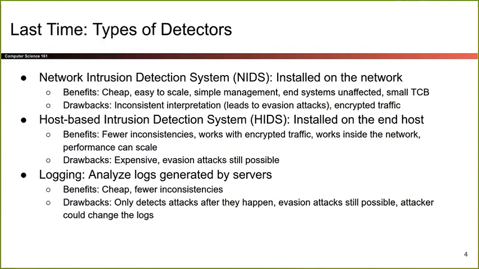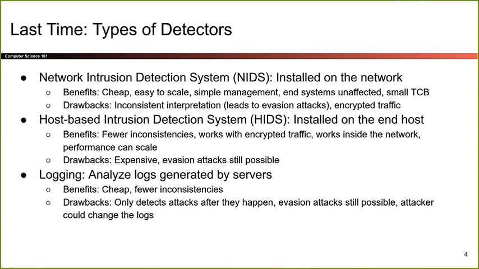Okay. So then we talked about a couple types of detectors. We're going to use path traversal as an example to motivate the rest of last time's lecture, I guess. And so we talked about intrusion detection. So if we can't prevent attacks, then we should be able to at least detect them. And that was all of last time.